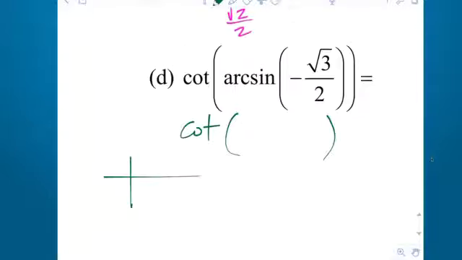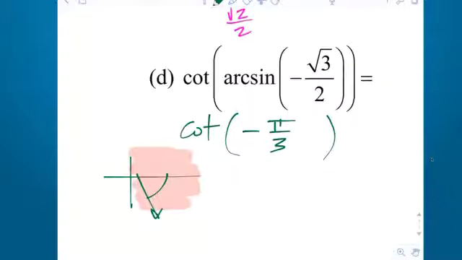What's the PVR for arc sine? Is it the sun or the moon? It's the moon. So just like arctangent, if you start with a negative ratio, you're going to end up with a negative acute angle. So what is the angle in quadrant 4 then, where sine is negative square root of 3 halves? Negative pi thirds. Good.